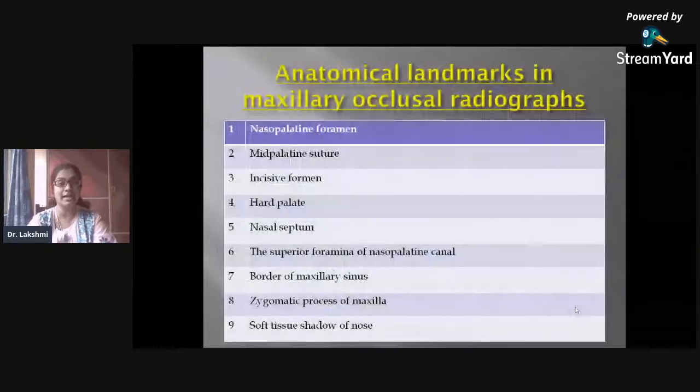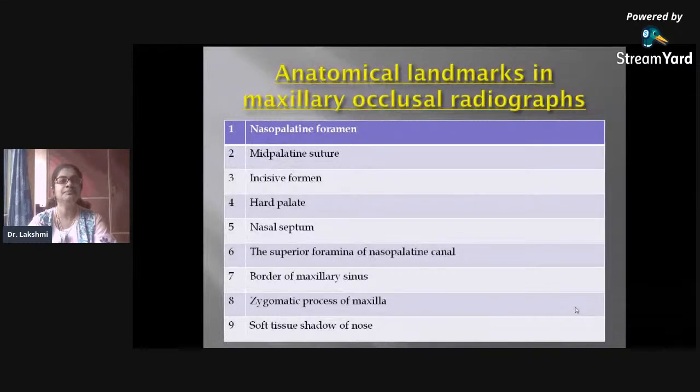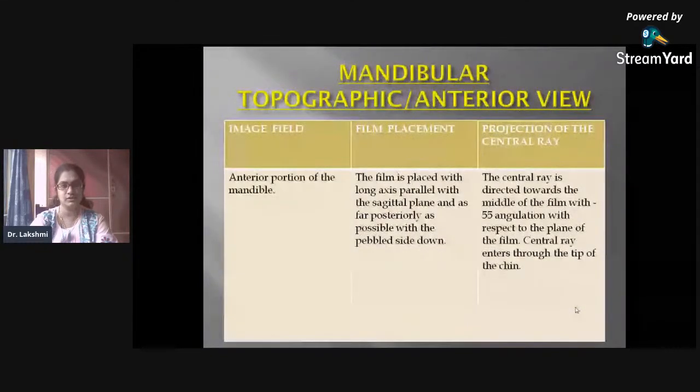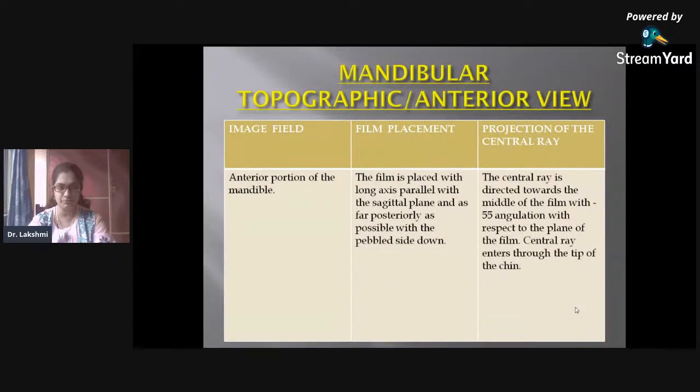Okay. So next, let's come to the anatomical landmarks in maxillary occlusal radiographs. In the previous chapter, we learnt about the intraoral radiographic anatomy, right? So what are all the things which are more clearly visible on occlusal radiographs? I have made a list. There are 9 in the maxilla: nasopalatine foramen, midpalatine suture, incisive foramen, hard palate, nasal septum, superior foramina of the nasopalatine canal, border of the maxillary sinus, zygomatic process of the maxilla, and soft tissue shadow of the nose. So that completes the maxillary occlusal projections.